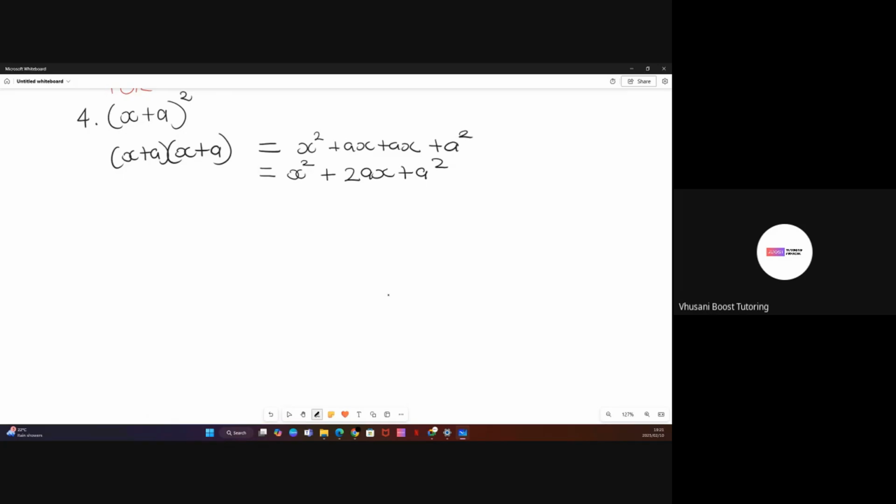So now we have the 5th one, and the 5th one is basically the exact same thing, but with just the minus sign, right? I'll just do this one quickly because you guys should now be used to it. We open the brackets, we write down 2 brackets, then we FOIL. So x squared minus ax plus a squared. And that would be it, right?